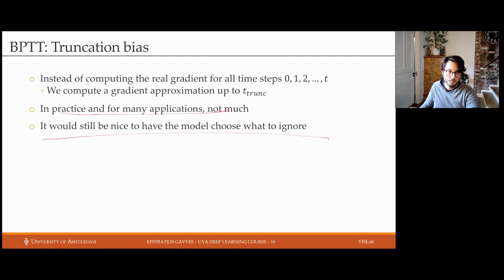However, from a theoretical point of view and from a model point of view, it would be nice to have our model choose when to stop rather than us having this as a hyperparameter.